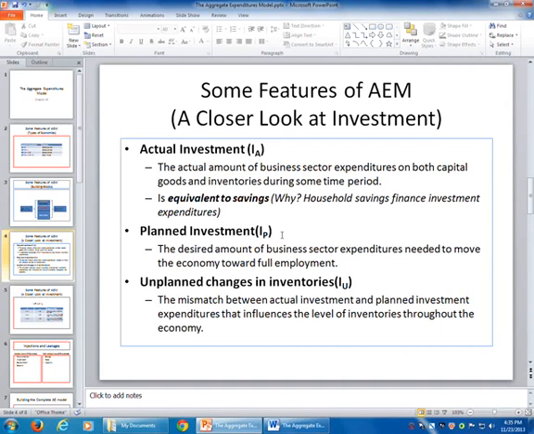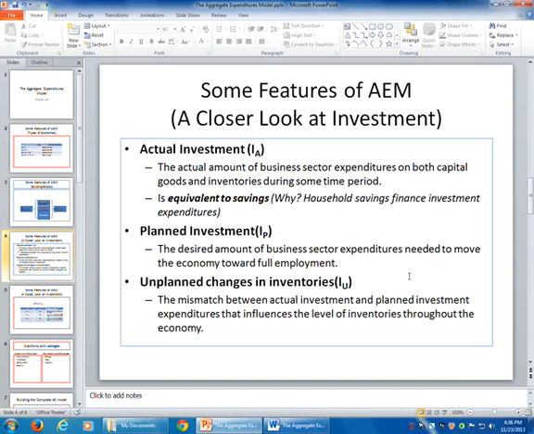Another investment concept in this model is called planned investment, and I'll use the symbol I sub P to represent that. Planned investment is kind of like a target amount of investment. It's how much we want businesses to spend. Our quest, from a policy standpoint, is to push the economy to full employment, and we need the various sectors of the economy to, if you will, pull their own weight. The household sector is going to do most of the spending, but we also need businesses to spend a certain amount as well. The amount we need them to spend is called planned investment. So it's how much we need businesses to spend to keep the economy moving towards full employment.